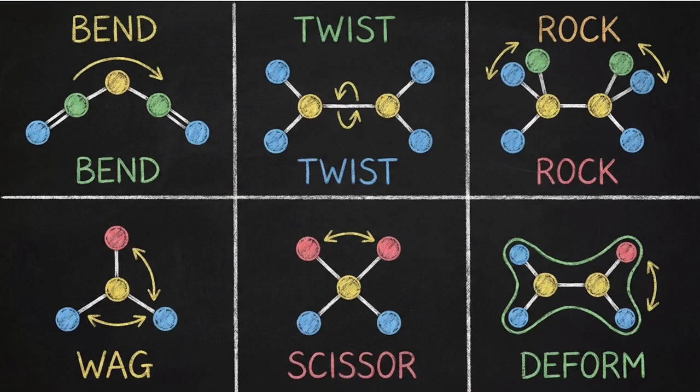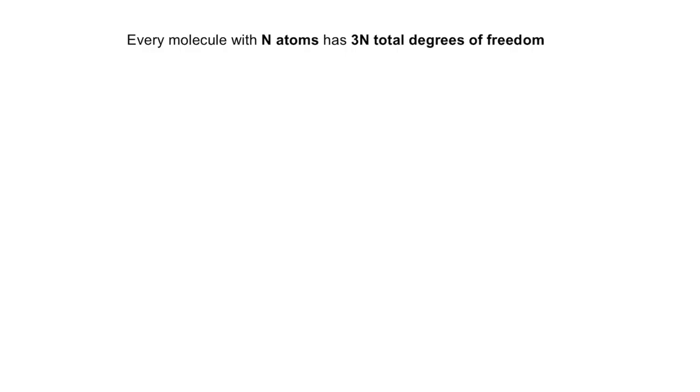They also bend, twist, rock, wag, scissor, and deform in multiple ways. Every molecule with n atoms has 3n total degrees of freedom. Three of these describe translation, moving the entire molecule through space. Another three describe rotation, turning the molecule around its center of mass. Everything that remains corresponds to vibrational motion.